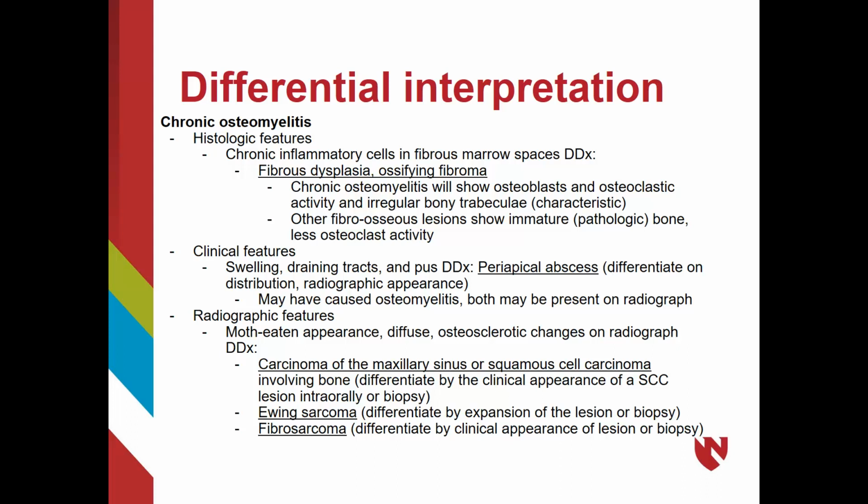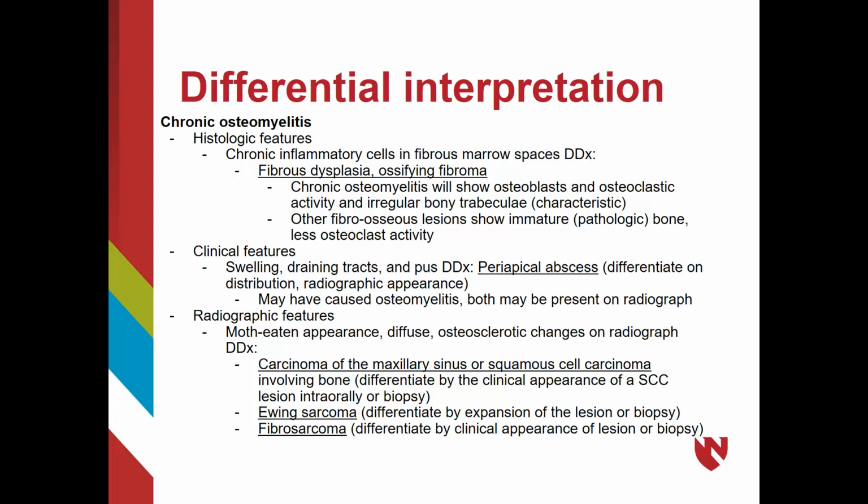The histologic features of chronic osteomyelitis must be differentiated from fibrous dysplasia and ossifying fibroma. All of those will show chronic inflammatory cells in fibrous marrow spaces on biopsy. However, chronic osteomyelitis will show osteoblastic and osteoclastic activity and irregular bony trabeculae, which is characteristic for chronic osteomyelitis. The clinical features of chronic osteomyelitis include swelling, draining tracts, and pus, and this must be differentiated from a periapical abscess clinically. This can be done using the radiographic appearance.